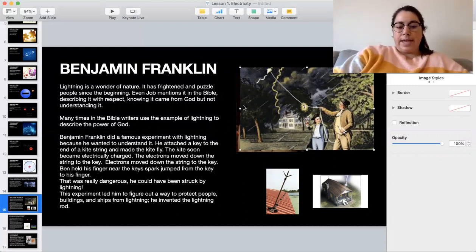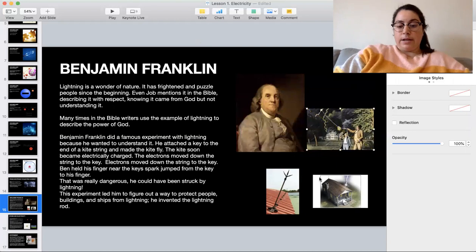So the electrons move down the string to the key, and Ben held his finger near the key, and sparks jumped from the key to his finger. That was really dangerous because he could have been struck by lightning. But this experiment led him to figure out a way to protect people, buildings, and ships from lightning. He invented the lightning rod.